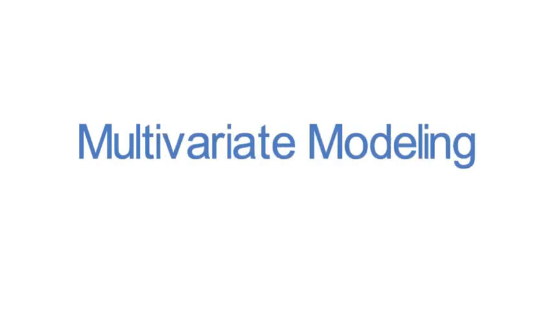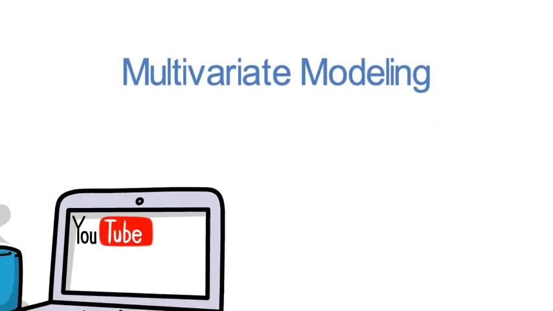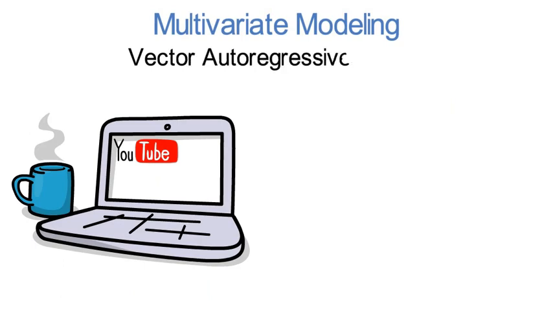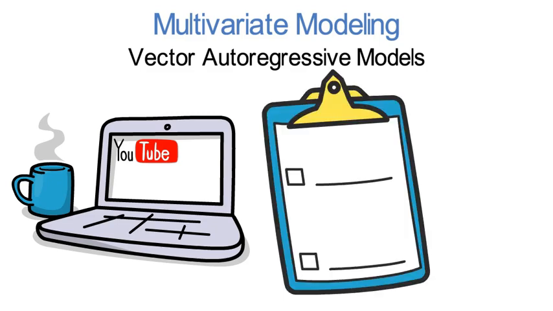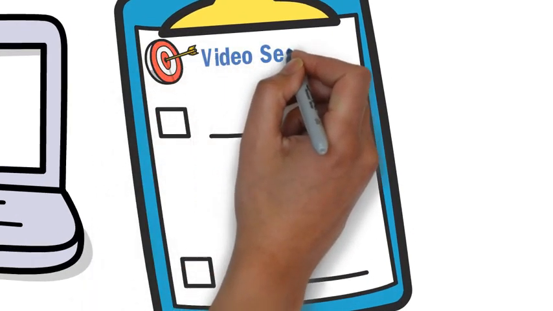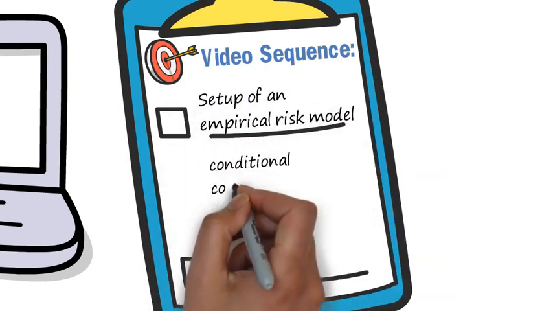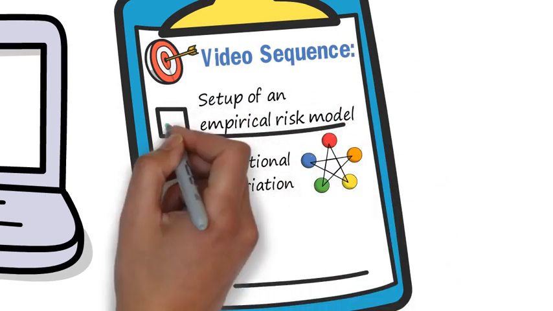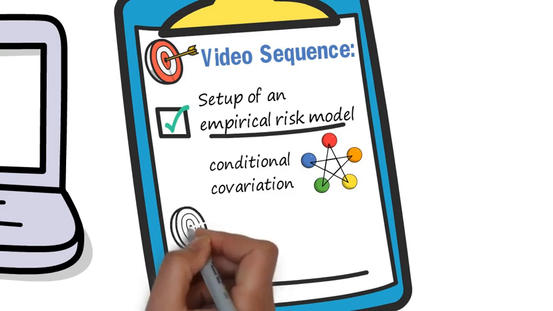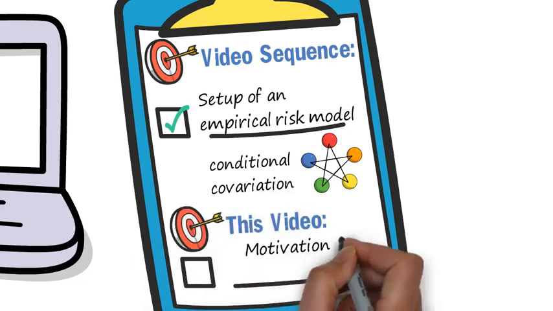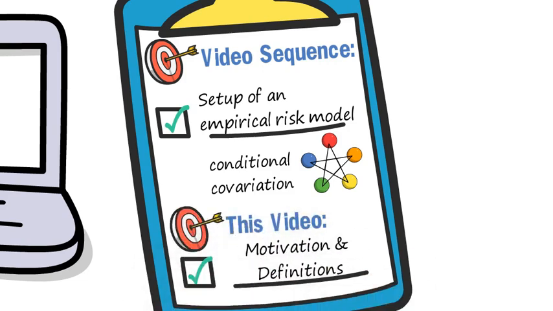This is the first video of a sequence that teaches you how to use vector autoregressive models for multivariate modeling of risks and expected returns. The sequence will teach you how to set up an empirical risk model that accounts for conditional covariation among different risk factors. And this video here provides you some motivation and some definitions.